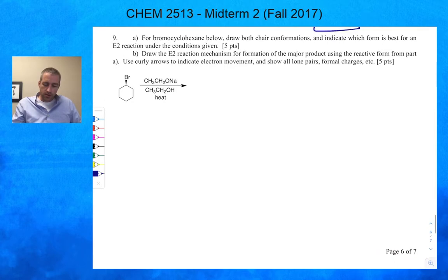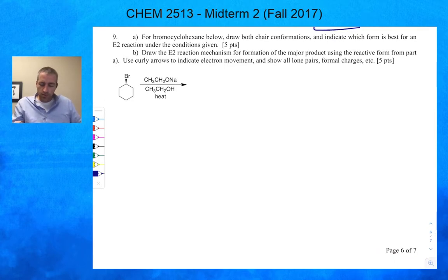Question 9. For bromocyclohexane below, draw both chair conformations and indicate which form is best for an E2 reaction under the conditions given. The conditions are alkoxide, small alkoxide, primary alkoxide. This is E2. So let's get going.